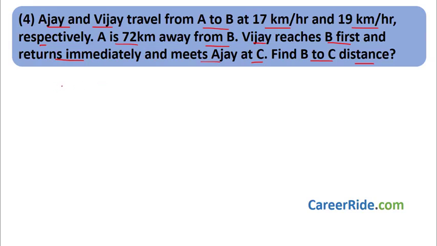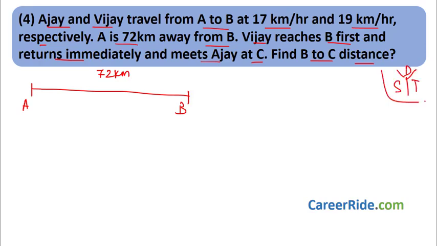What does that mean? Let's draw a line. This is A, and this is B. The distance between them is 72 kilometers. Since it is a speed, distance, time problem, we have our DST at the right hand corner. Ajay and Vijay start from here, both traveling. Ajay has a speed of 17 and Vijay has a speed of 19 kilometers per hour. Now Vijay goes to B, returns back and meets Ajay at this point.